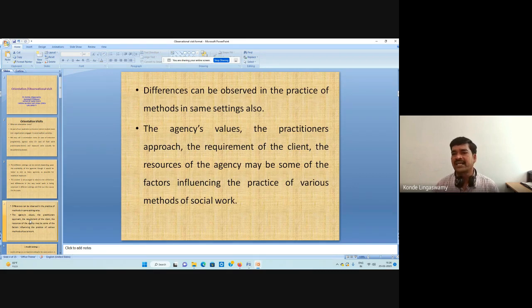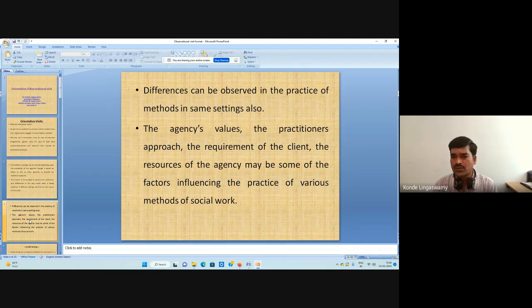Differences can be observed in the practice of methods in the same settings also. A few organizations work in the same setting, but we can observe differences in the same practice also.